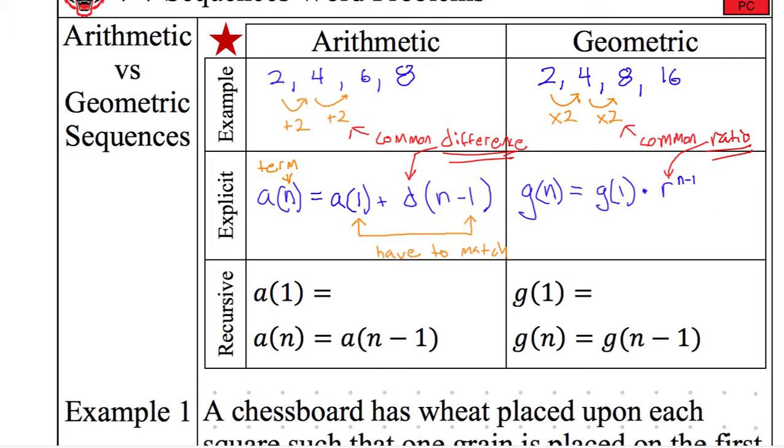Yeah, exactly. And make sure that these two numbers have to match. For example, if I use the 0th term and go backwards in the sequence to the 0th term instead of the first term, I could say the 0th term is g of 0 times r to the n minus 0.